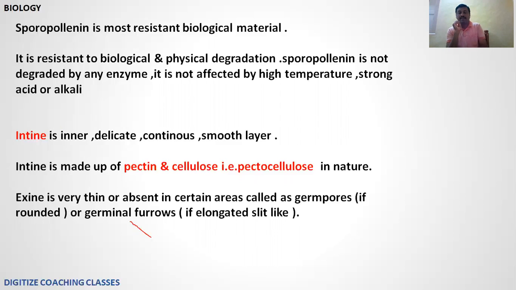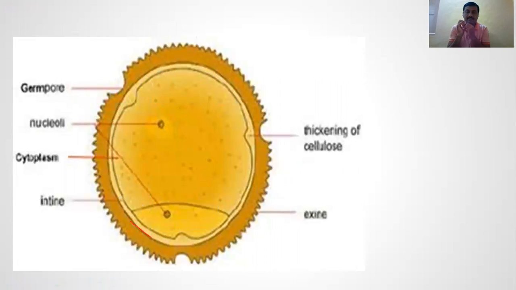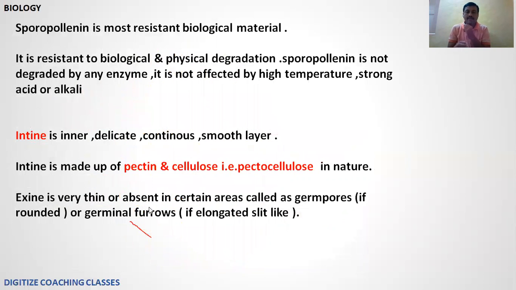But opposite to it, the innermost layer, the intine, is the second layer of the wall. The intine is a delicate, continuous, and smooth layer, opposite to the exine. It is made up of pectin and cellulose, so it is pectocellulose in nature. Hence it is also called the pectocellulose.